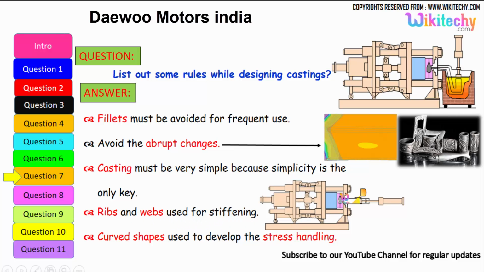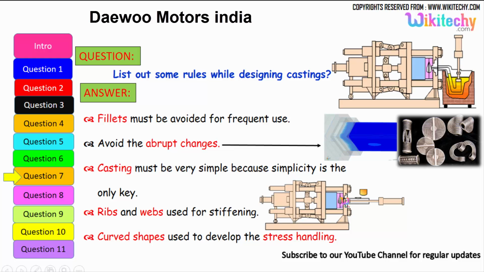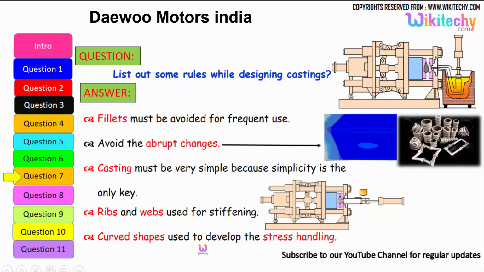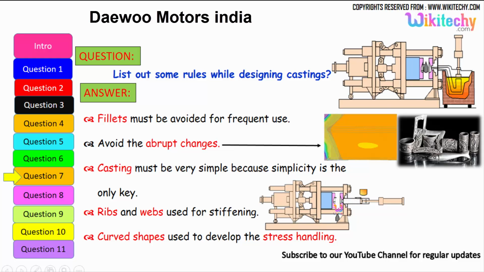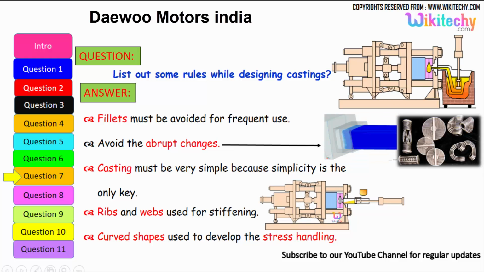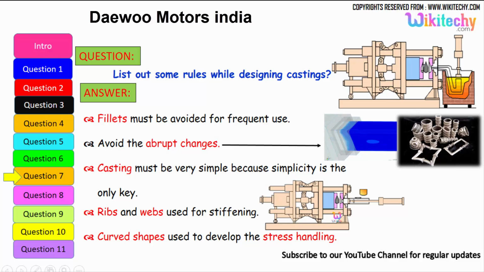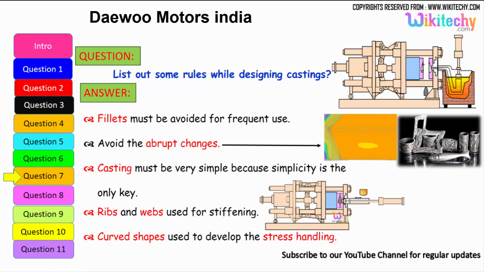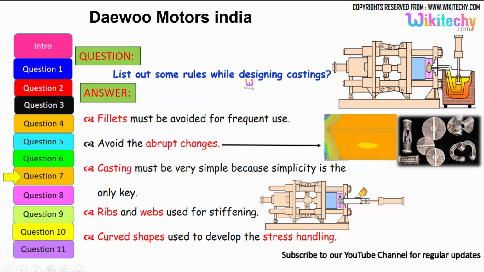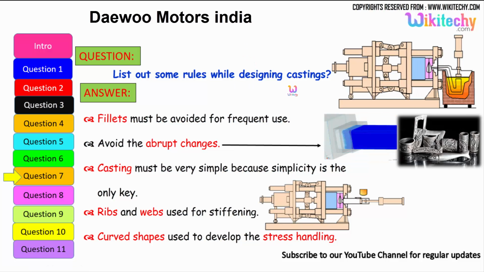So you should have the ribs over here. You should have ribs and everything. The curved shape should be used to avoid stress concentration. So it should be a curved shape. These are some of the rules which we have to follow for castings.